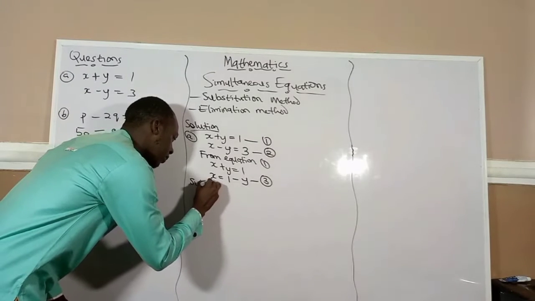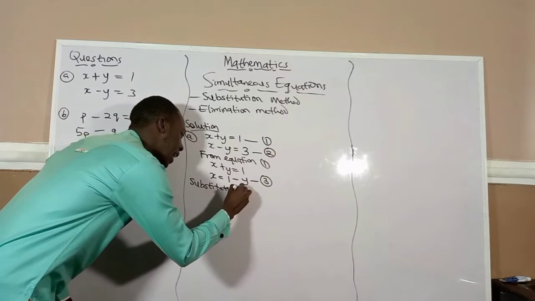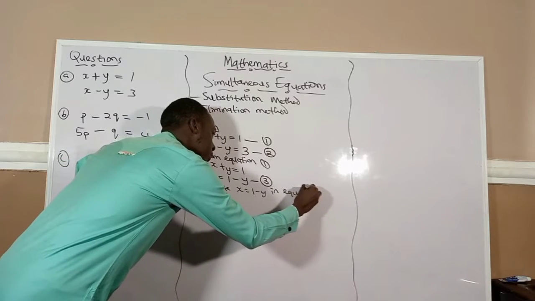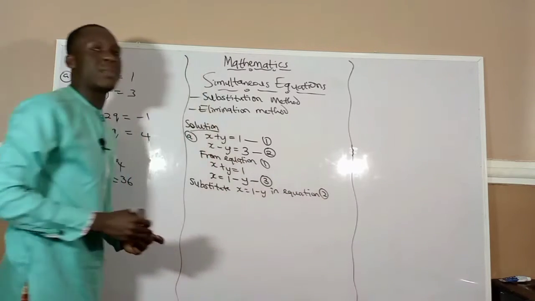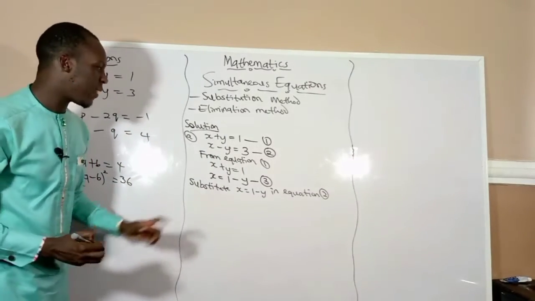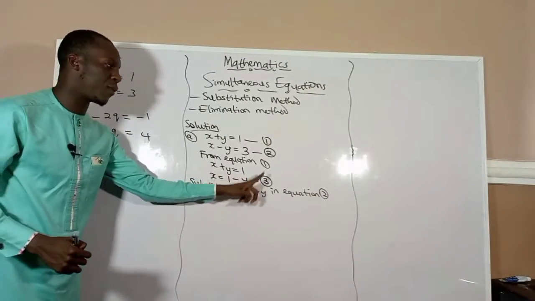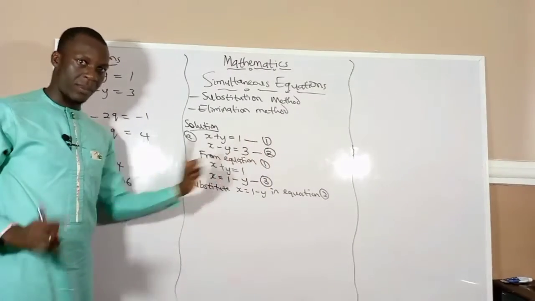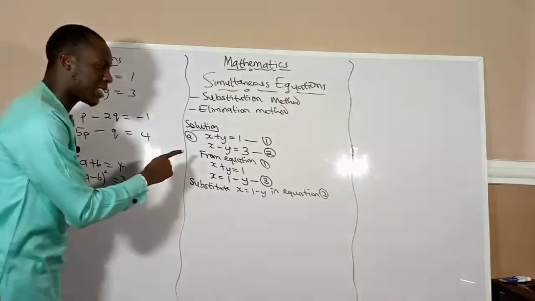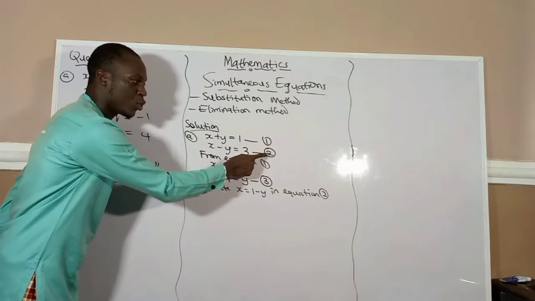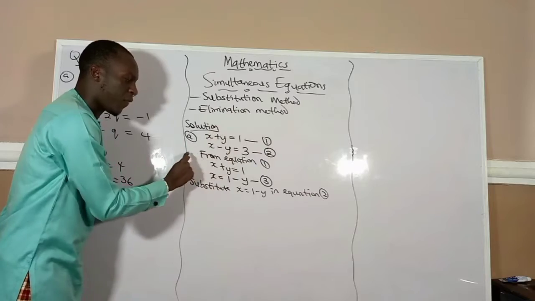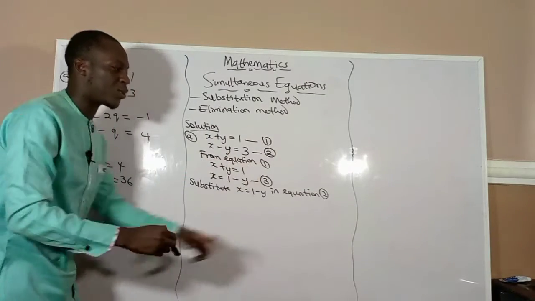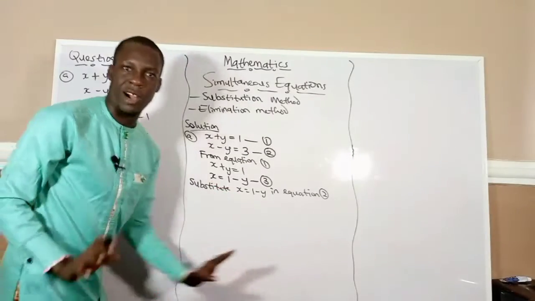What then is the next thing to do? Substitute x equals 1 minus y in equation 2. Now it is important to note that if you had gotten equation 3 from equation 2, you substitute in equation 1. But for the purpose of this, I got equation 3 from equation 1. That was why I had to substitute in equation 2. I hope that is clear.